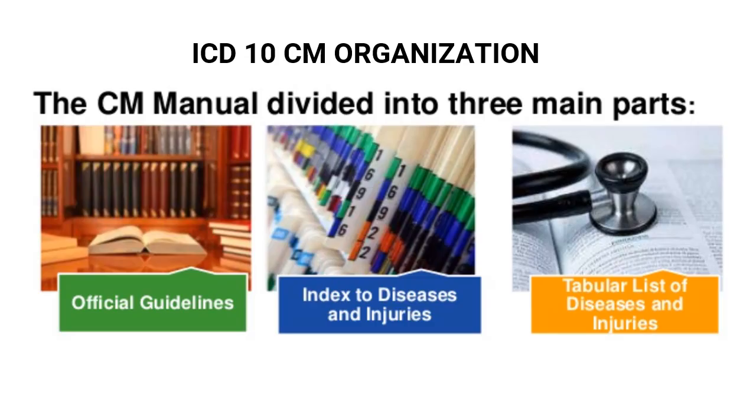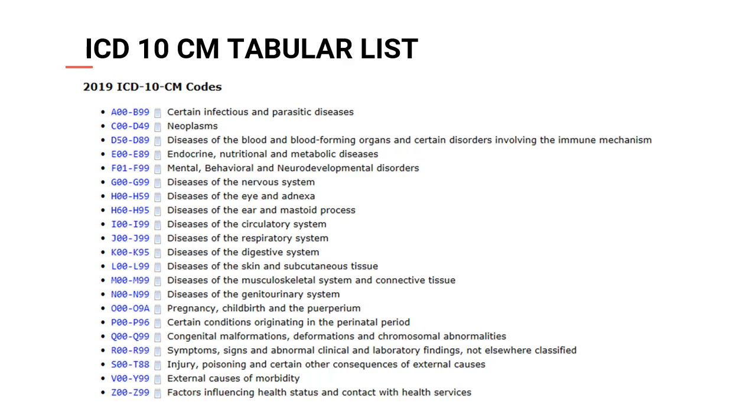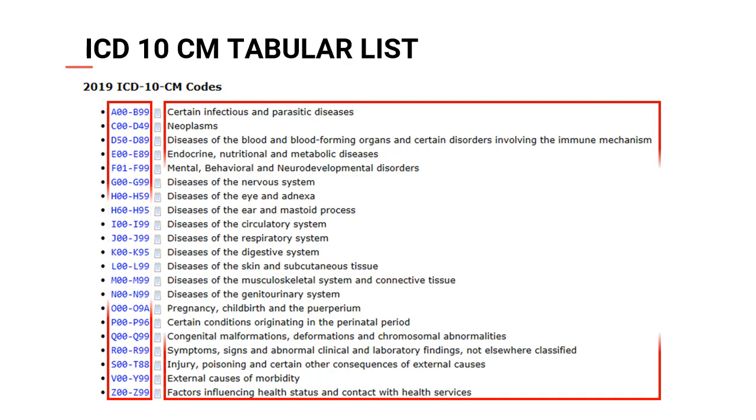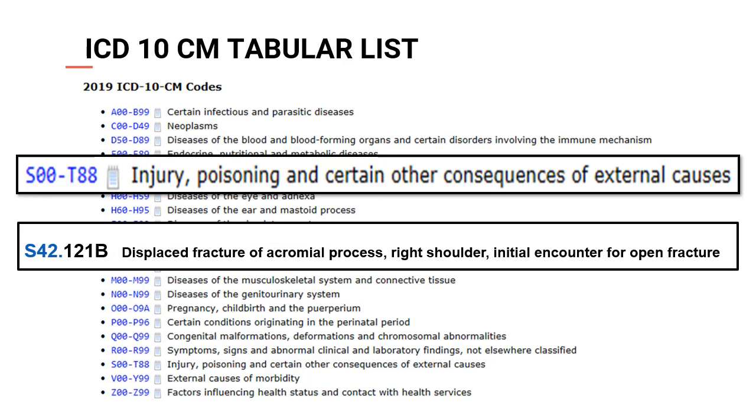ICD-10-CM is divided into three main parts: official guidelines, the alphabetic index, an alphabetical list of terms and their corresponding code, and the tabular list, a structured list of codes divided into 21 chapters based on body system or condition. The tabular list is divided into 21 chapters based on the subject of the ICD-10 codes each chapter contains. Each chapter is identified by a chapter number and description. The set of ICD-10 codes contained in each chapter is specified by a range showing the first three digits of the code range included.